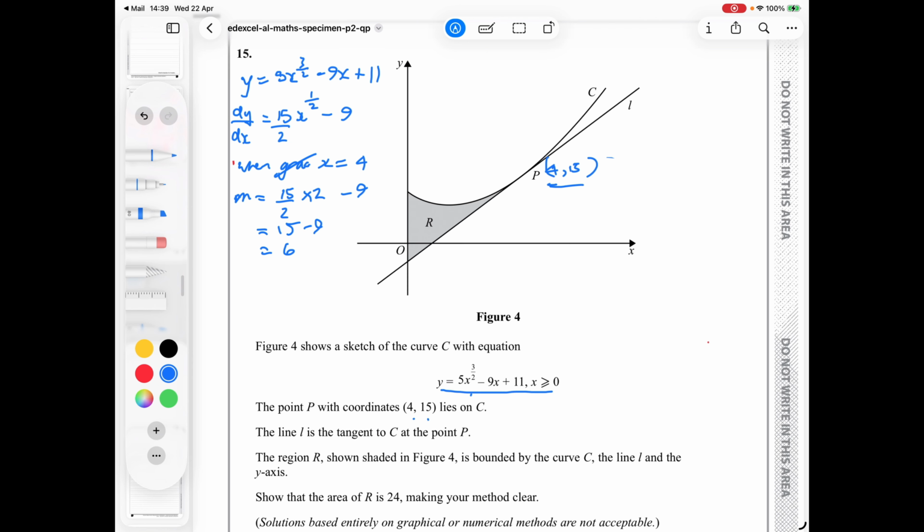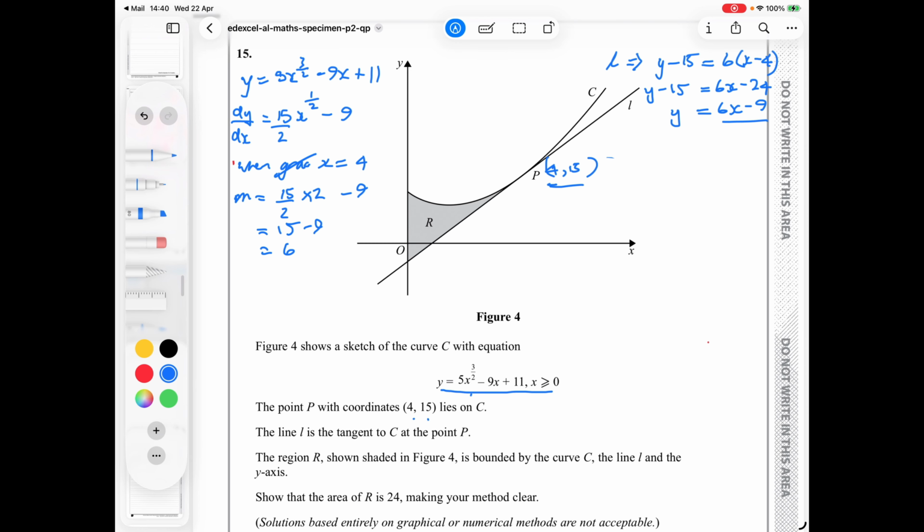So we can say that L is y minus 15 equals m, which is 6, times x minus 4. And then we just get y minus 15 equals 6x minus 24. So y equals 6x minus 9 if we add 15 to both sides. So we know that y equals 6x minus 9.